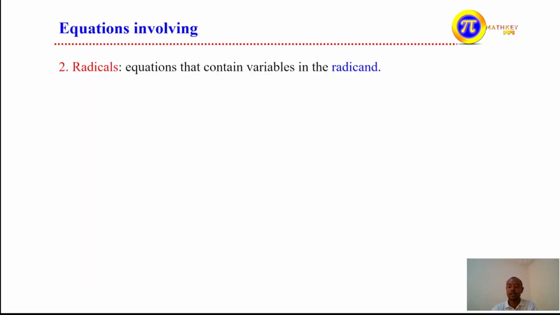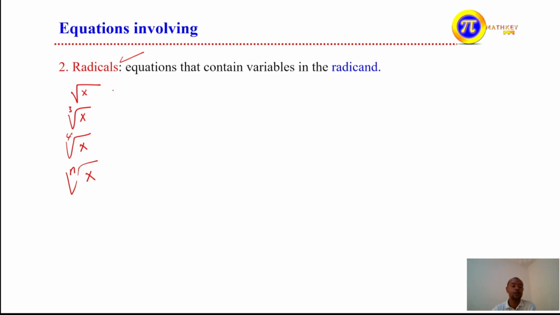Now let's come to the second one. That means equations involving radicals. When you say radicals, what does that mean? Equations that contain variables in the radicand. This is the square root, here we have the cube root, here the fourth root, or here the nth root. So we consider some variable here, let's take x. If that's so, we call this radicals.